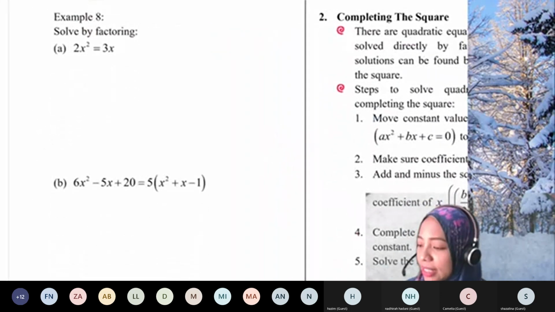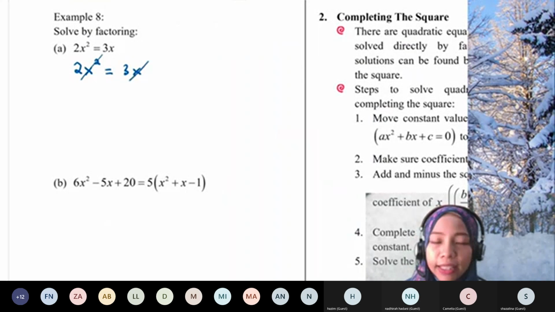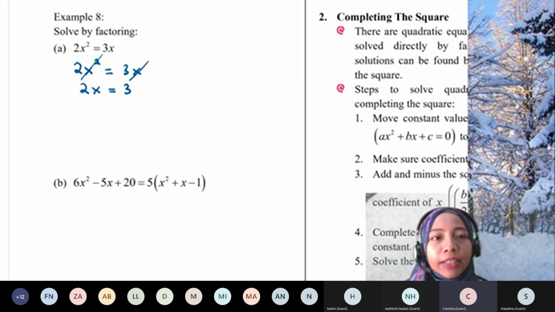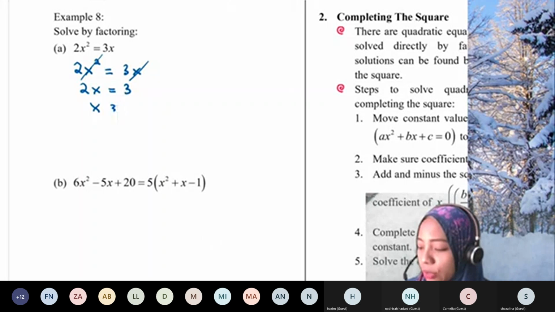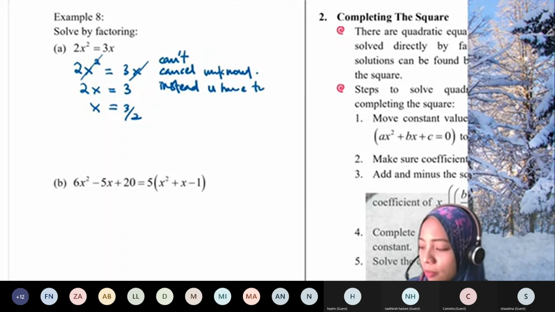Okay, kesalahan besar students, kesalahan besar. Tak boleh x kat sini potong x kat sini tinggal 2x equals to 3. Other students, dia buat macam ni. So x equals to 3 over 2. Tak boleh. Ini unknown tak boleh potong. You cannot cancel unknown. Instead, you have to factorize completely. So write down at your notes.